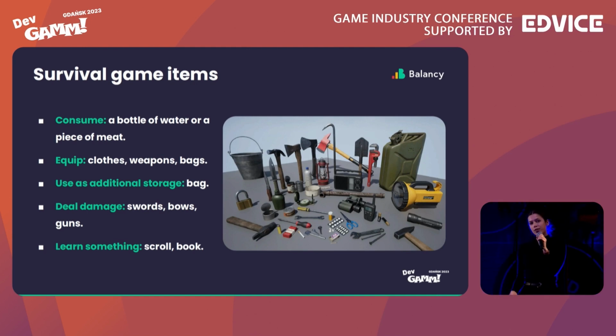And remember that when your game grows, the list of items grows exponentially, and you come up with a table that basically has like hundreds of columns. And this is not a very convenient way to work with items.